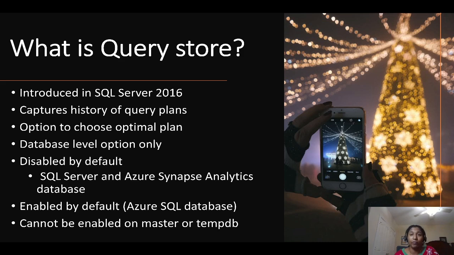It will give you an option to choose the optimal plan, like I said, by forcing the plan. And if you have a SQL Server, this query store feature is not automatically enabled because it is not a server level feature. It is a database level feature. You need to manually go ahead and enable the query store. If you want to collect the information on that particular database, you can enable query store on that database. This query store feature is disabled by default on SQL Server and Azure Synapse Analytics database. So if you want to enable it, you need to manually enable it on each of these databases. And it is enabled by default if you are on Azure SQL Database. And you cannot enable it on master or TempDB database. And the data that is captured by the query store will be stored inside the primary data file of the database.